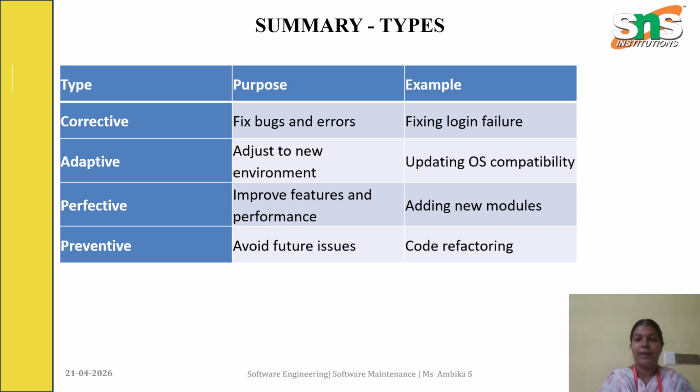Next is perfective maintenance. It is used for improving the features and performance, and it can be done by adding some new modules. Next comes preventive maintenance. In this case, it is mainly useful for avoiding future issues or problems, and it can be done by code refactoring.